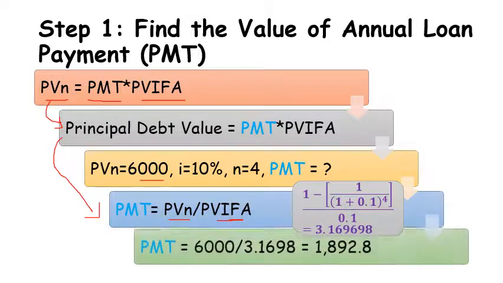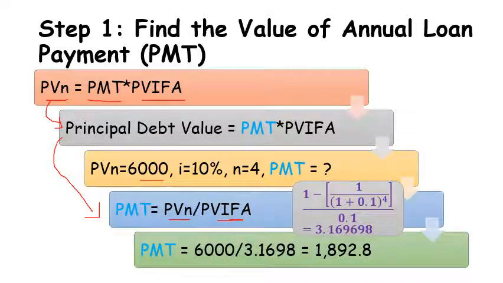Okay, so we will substitute this ratio in the equation. We divide 6,000 by 3.1698 to get 1,892 Egyptian pounds. This means that at the end of each year, the borrower will pay 1,892 Egyptian pounds to repay the 6,000 in addition to the interest accrued over the 4 years. So the first step is achieved by finding the amount of payment at the end of each year.